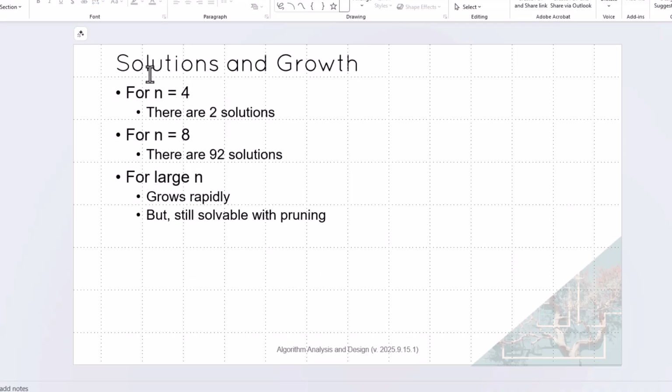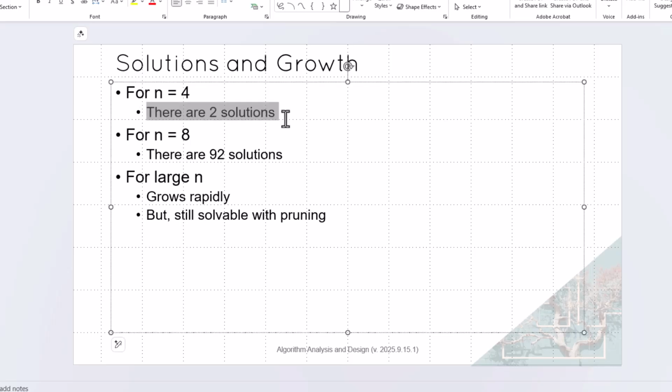So to give you an idea of solutions and growth for this problem, for n equals 4, there are 2 solutions. It's the only solutions. We saw one of them, and then the mirror image would be another. For n equals 8, there are actually 92 solutions, so there's quite a few. For large n, this grows rapidly, but still solvable with pruning.